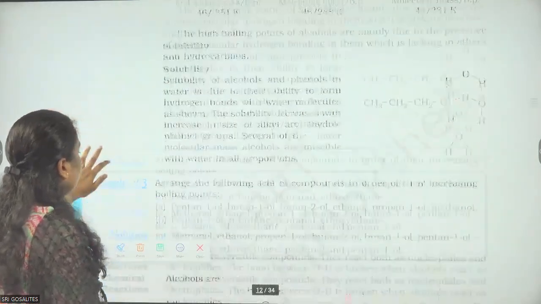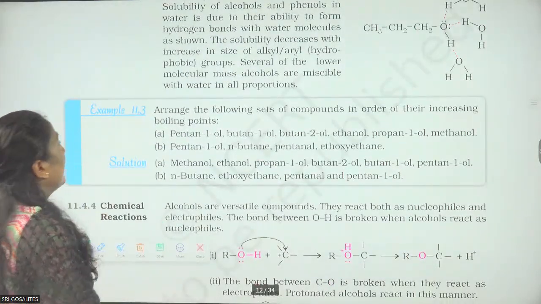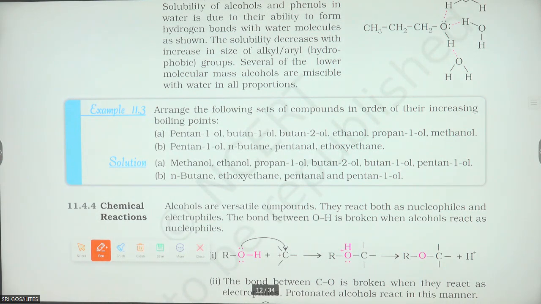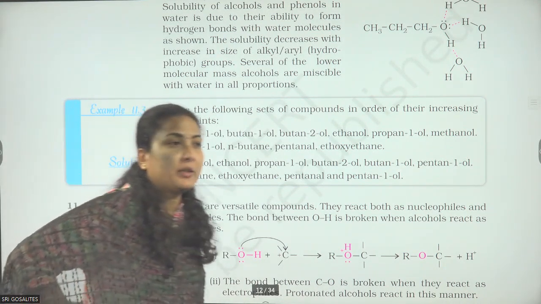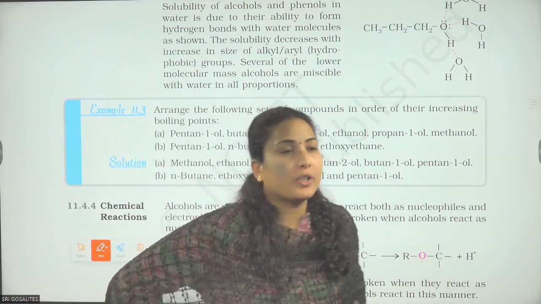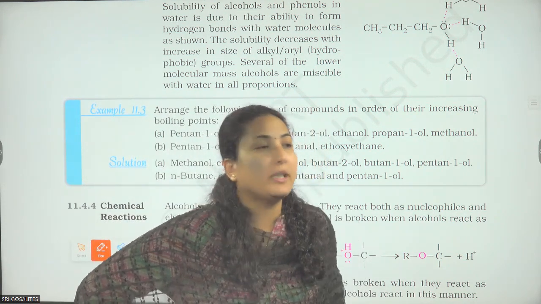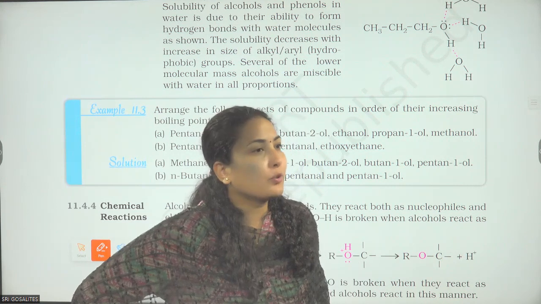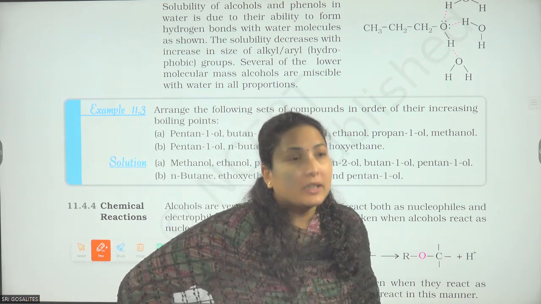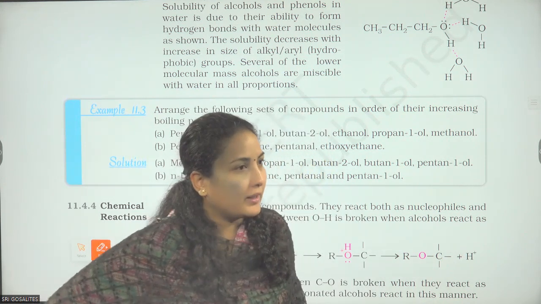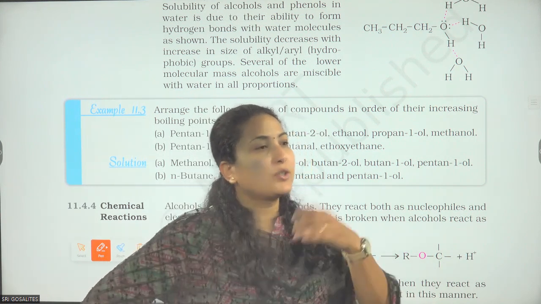Now, here again, they have given you, arrange the following sets in the increasing order of their boiling point, and majority of the time it will be the question related to the boiling point. Need not worry about the melting point at all, because there is lots of discrepancy as far as melting point is concerned. There are lots of irregularities. So the examiner cannot test you on that.